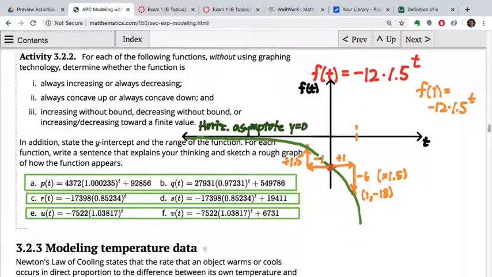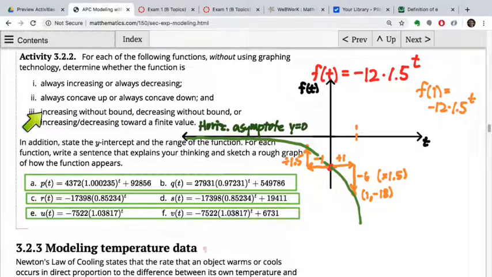Okay, so we decided that this function is always decreasing. Is it always concave up or always concave down? It looks like it's always concave down. If it were to rain on top of this curve, the rain would run off, as opposed to collecting. Another way to say it is if I'm riding on an airplane going this way, I'm feeling the negative g-forces pushing me up into the ceiling instead of positive g-forces pushing me into my seat. So this is a concave down and decreasing function.